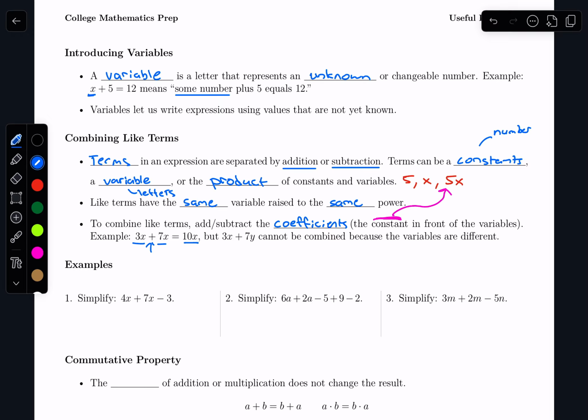And if you're wondering, Mr. K, how does this make any sense? Well, let's think about some cars for a second. If you have 3 cars and I have 7 cars, together we have 10 cars. Notice we added the 3 and the 7, but the word cars did not change.